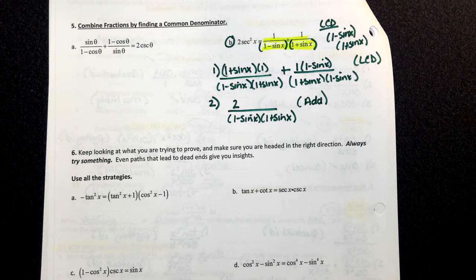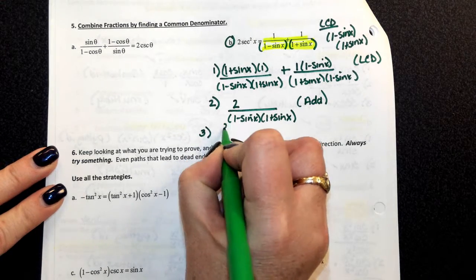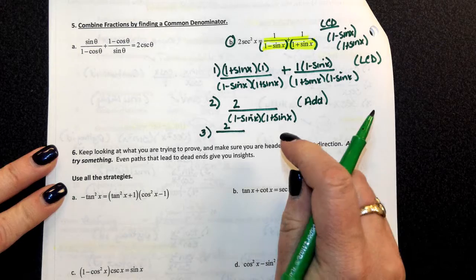So now remember where we're trying to get to. Somehow, some way, we're trying to get to a secant squared. So the only thing you're going to have to do now is FOIL these denominators together. Because notice, where I'm trying to get to, I do not have two binomials in the denominator. So I'm going to have to FOIL 1 minus sine x times 1 plus sine x. So I have 2 over.